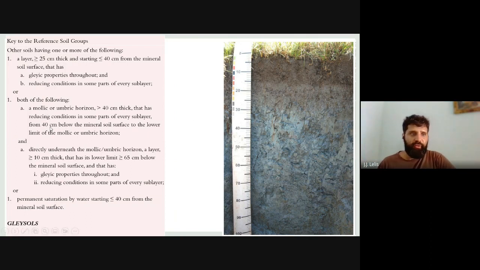And if they have one of these conditions, if they are directly underneath the mollic horizon, this layer should be less than 10 centimeters thick, and the lower limit should be equal to or deeper than 65 centimeters. If we have permanent saturation by water, like a water spring or the water table, it should start in the first 40 centimeters of the mineral soil surface. So if we have any kind of water layer, the water table, we can classify the soil as a Gleysol because of that layer.